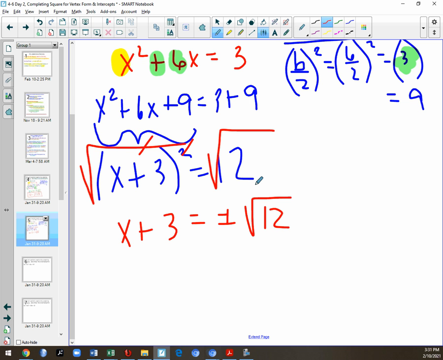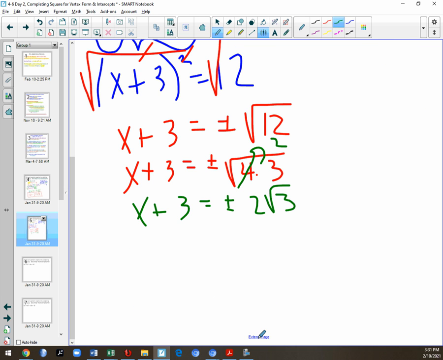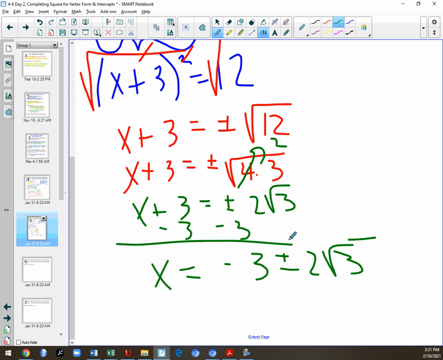So that's going to be 3 times 4. So I have x plus 3 is equal to plus or minus 4 times 3. The square root of 4 comes out as a 2. So I have x plus 3 is equal to plus or minus 2 square roots of 3. I need to subtract the 3 over. So I have x is equal to -3 plus or minus 2 square roots of 3.